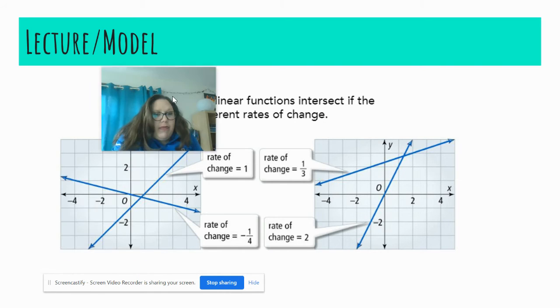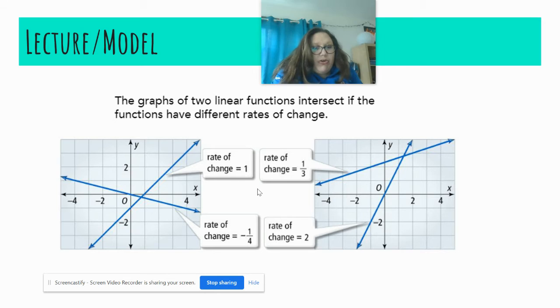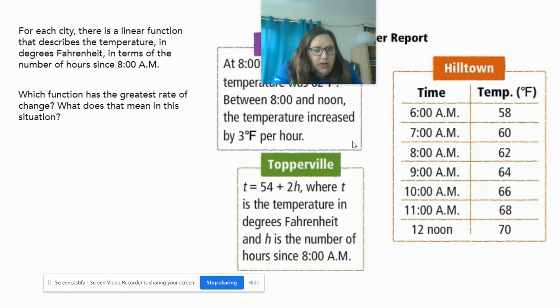The graphs of two linear functions intersect if they have two different rates of change. So if two lines have different slopes, eventually they're going to cross each other. As you can see here, these two lines intersect because they have different slopes. Two lines that have the same slope are never going to intersect. If two lines have the same slope, that means they're parallel because they're changing at the same rate, which we're going to see soon.